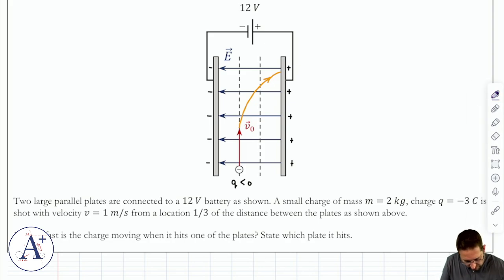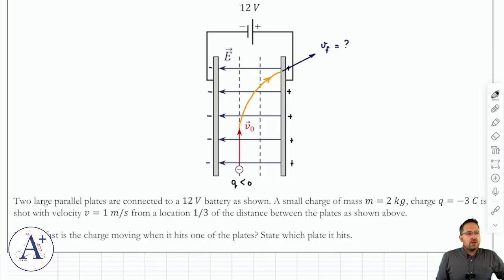And the question that we have is, how fast is it going when it strikes the right plate? Okay? Well, a couple of ways we could do that. We could do it with the electric force and kinematics because the electric field is uniform between the plates. But more likely than not, when given the choice, I'm going to do it with the conservation of energy, knowing the kinetic energy and the potential energy at the beginning and at the end, and then I'm going to be able to figure out what V final is.